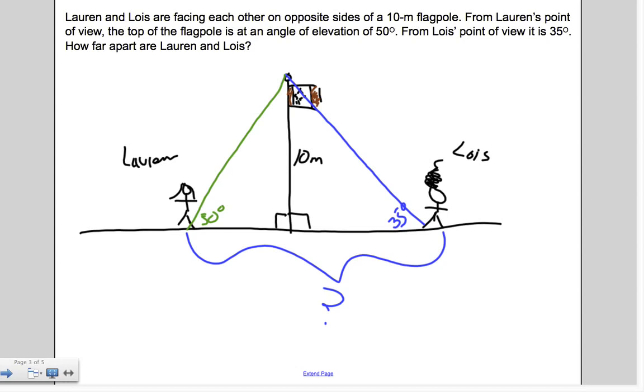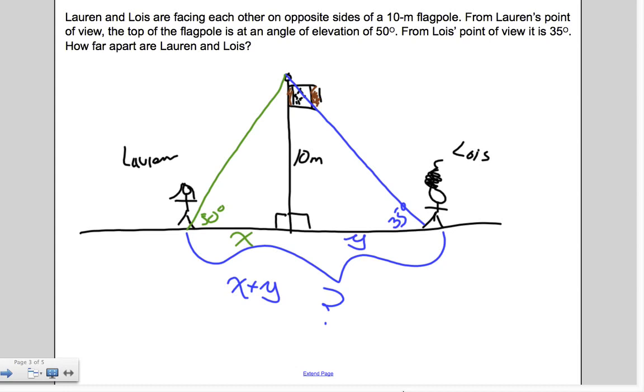So it's each side of the flagpole. We can find the length from Lauren to the flagpole. We'll call that X. And we can find the distance from the flagpole to Lois. We'll call that Y. So really, this distance here is just X plus Y. Zach is seeing ahead, he knows what he needs to solve for. So let's break that down. We want this distance because that's one right angle triangle, and then we want this other distance, which is Y, because it's the other part, another right angle triangle.